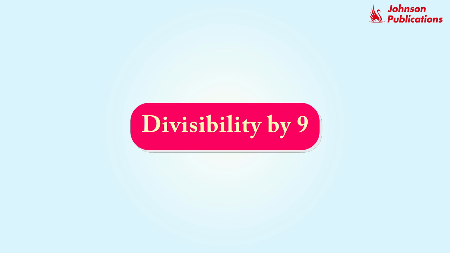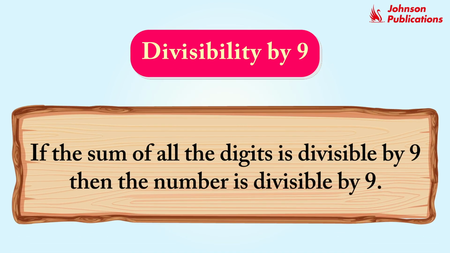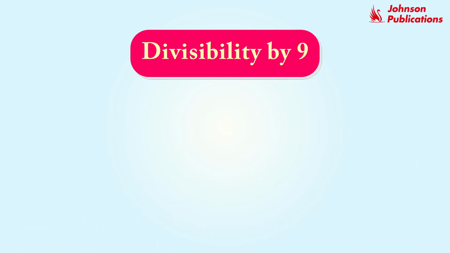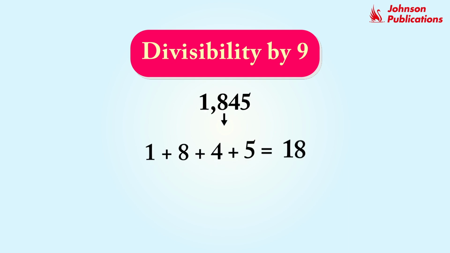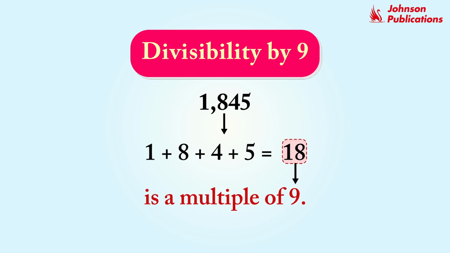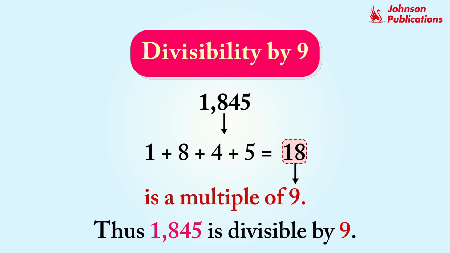Divisibility by 9. If the sum of all the digits is divisible by 9, then the number is divisible by 9. For example, look at this number. The sum of the digits is 18, which is a multiple of 9. Thus, the number is divisible by 9.